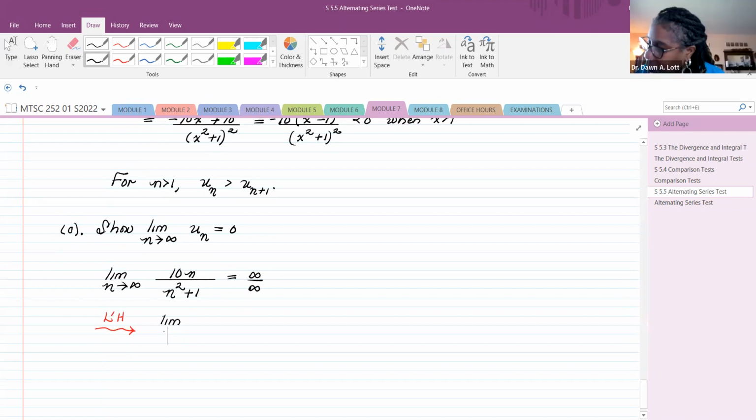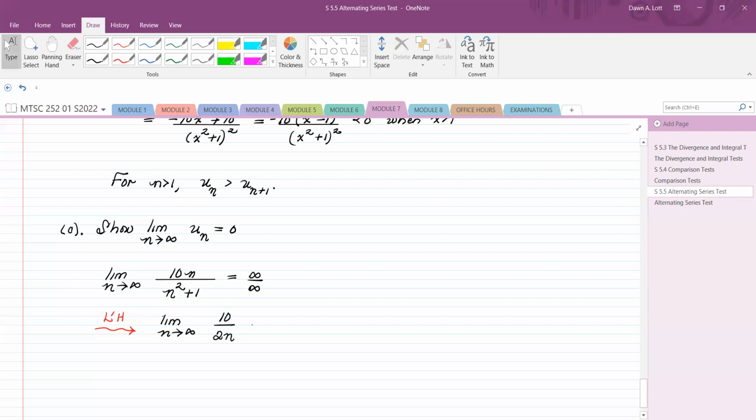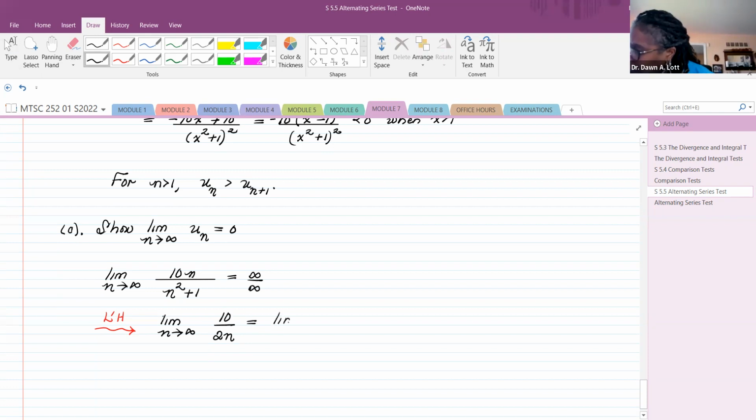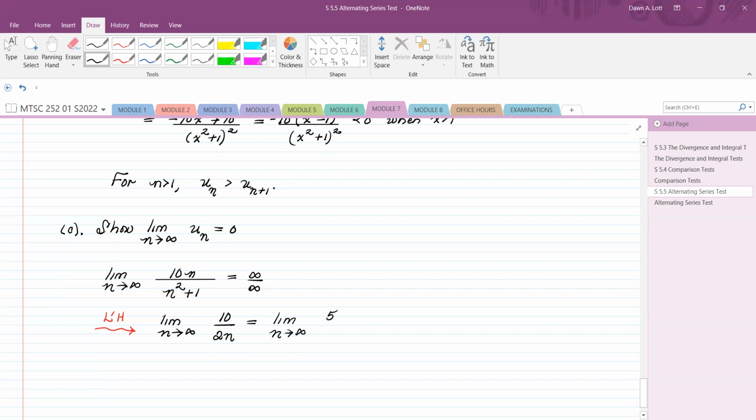Good. Which equals 5 over n. You mean 5 over n? Oh, yes. Okay, so now what happens as n goes to infinity?